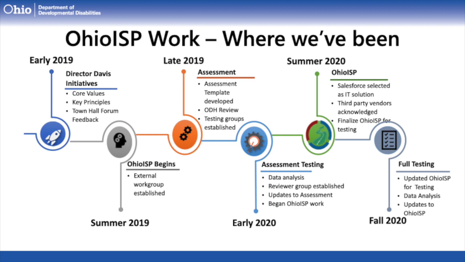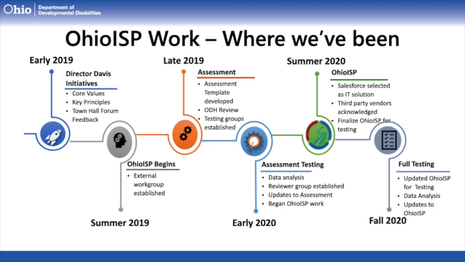In late 2019, the assessment template was developed. The Ohio Department of Health reviewed the assessment, and the testing group was established. In 2020, the assessment testing began. Data was collected from the testing and analyzed. The reviewer work group was established, updates were made to the assessment, and work began on the Ohio ISP.